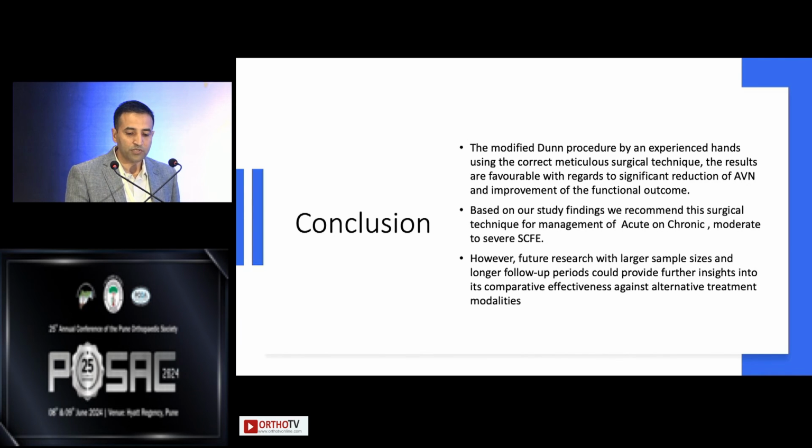With the modified Dunn procedure performed by an experienced surgeon using correct, meticulous surgical technique, the results are favorable with regard to significant reduction of AVN and improvement of functional outcome. Based on our study, we recommend this technique for the management of acute on chronic, moderate to severe SCFE. However, future research with larger sample size and longer follow-up period is required to provide further insights on comparative effectiveness against alternative treatment modalities.